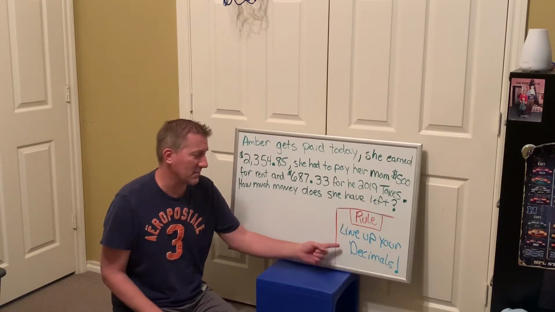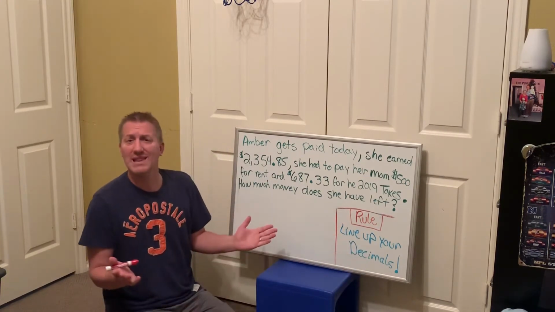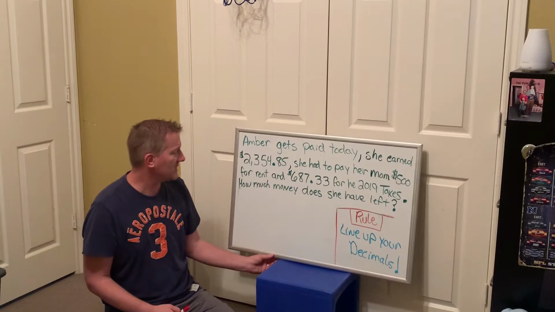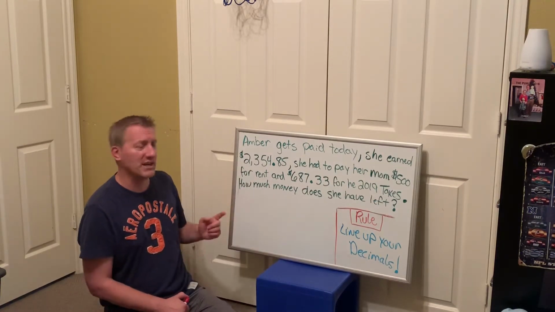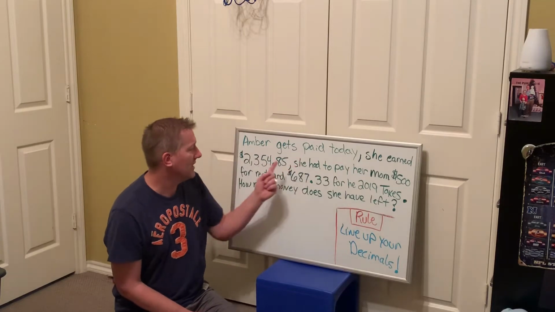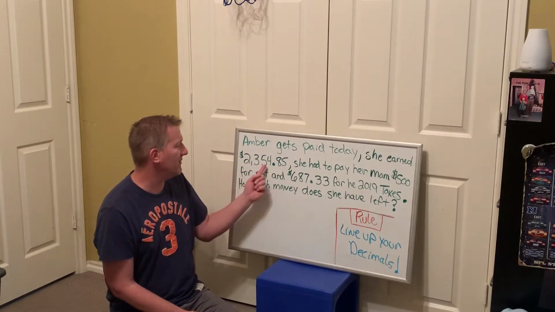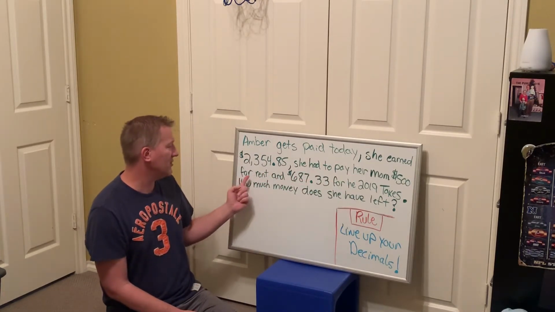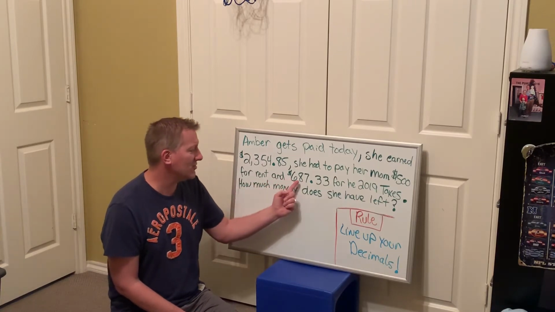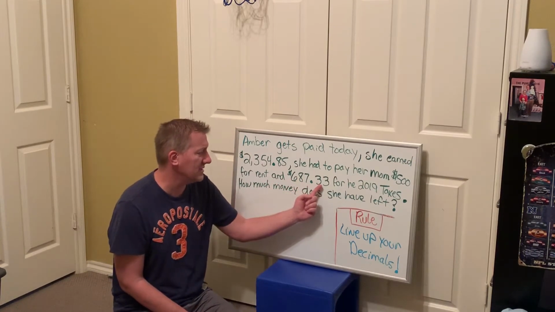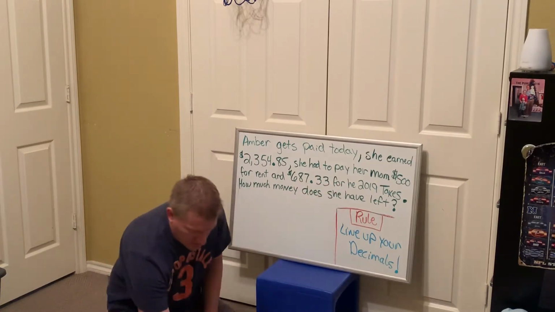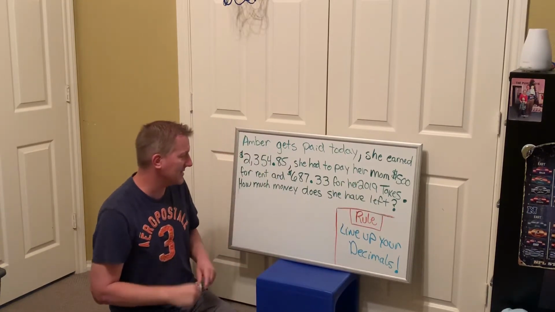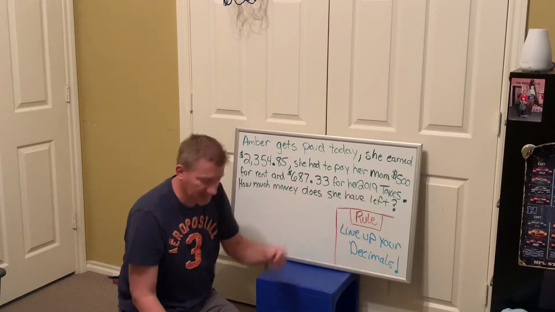Now, the rule is the same. So still line up your decimal, okay? So I've created a new problem for the subtraction of decimals, and it goes like this. Let's read along. Amber gets paid today. She earned $2,354.85. She had to pay her mom $500 for rent and $687.33 for her 2019 taxes. How much money does she have left?